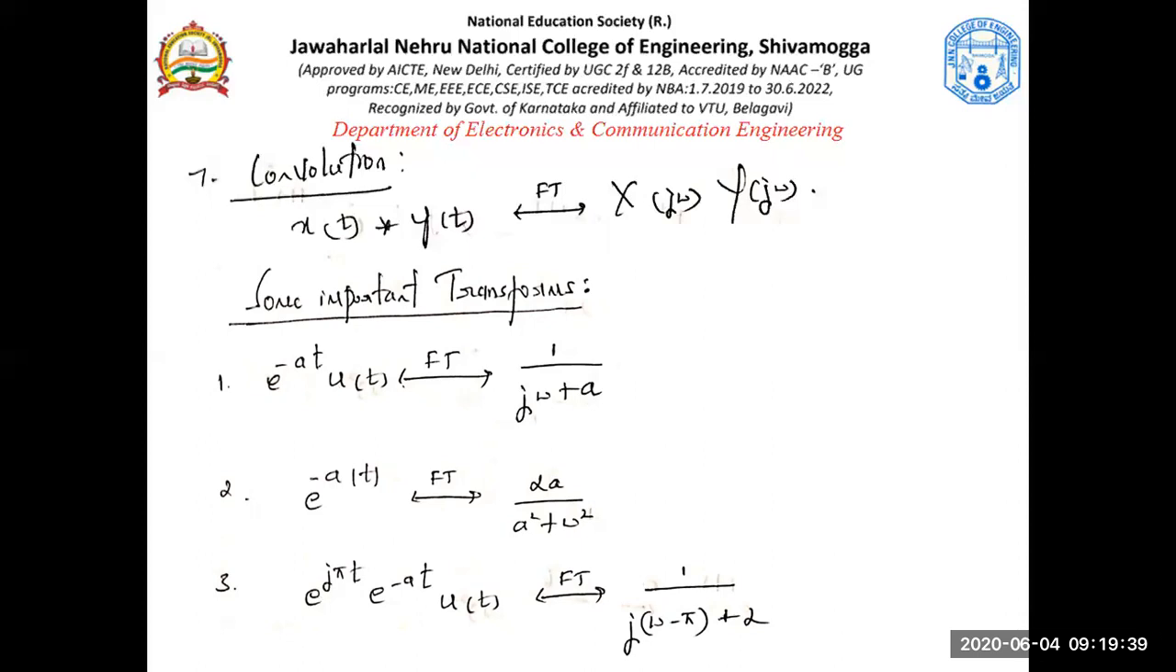Now compare these two. These two are the same, e power minus at u of t, e power minus at u of t. Along with this, you have an exponential. When will you have an exponential in time domain? When there is a shift in frequency in frequency domain. So what is that shift going to be? It's plus pi, right? So it has to be minus pi on frequency domain. These are some transforms that, if you remember, would help you to solve the problems easily.